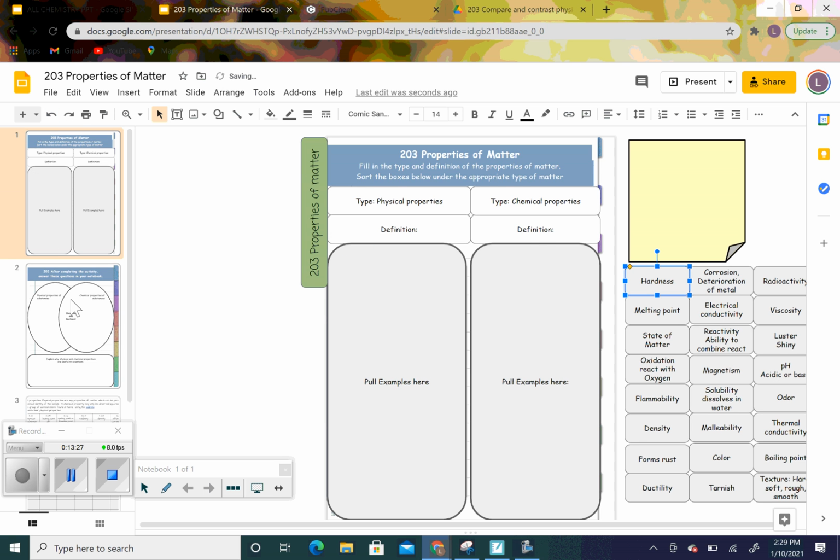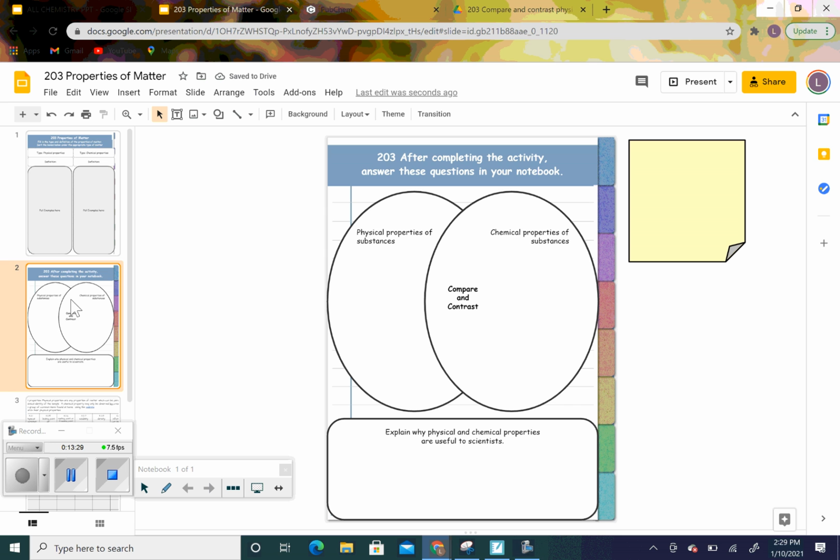Okay? The second thing you are going to do, after completing the first activity, you need to tell me, define again, what are the physical properties of substances, give me examples, and give me definitions of chemical properties of substances. And then I want you to think about and explain why chemical and physical properties are useful to scientists.